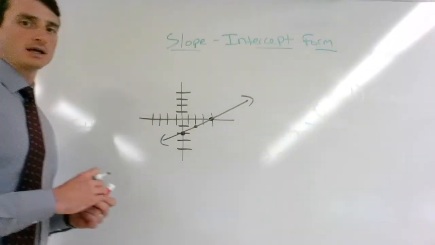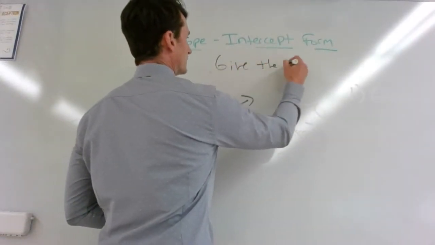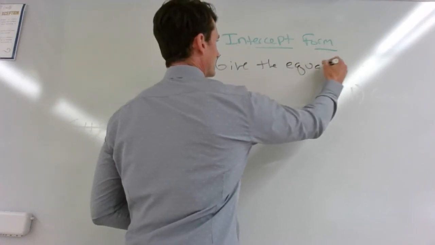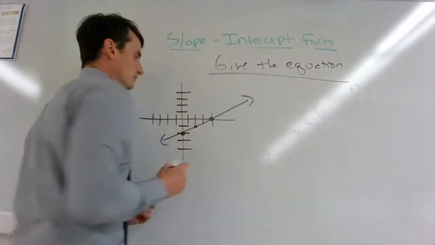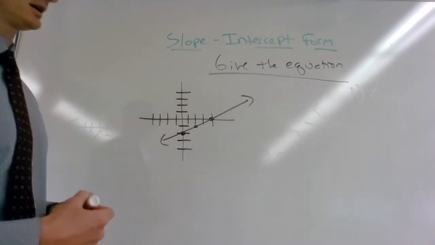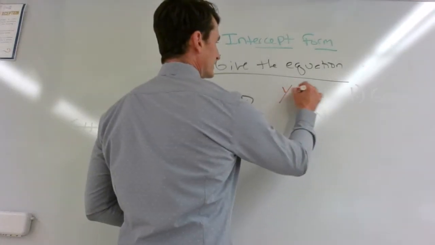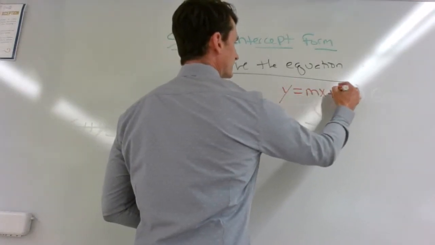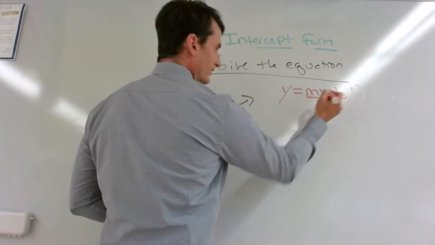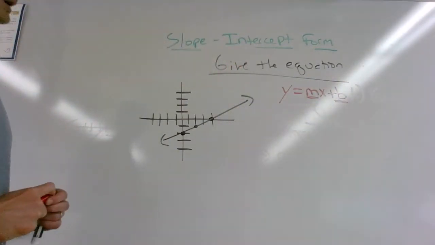Okay, next thing you might be asked to do is give the equation of a line that's already graphed. Okay, so when we're doing this, we need to find out the slope, we need to find out the y-intercept. So again, because we're trying to fill in y equals mx plus b, we're trying to fill in the m, and we're trying to fill in the b. The x and y are going to stay there.